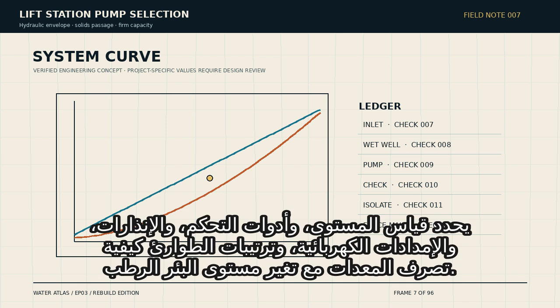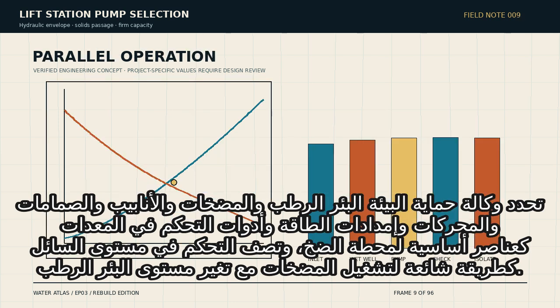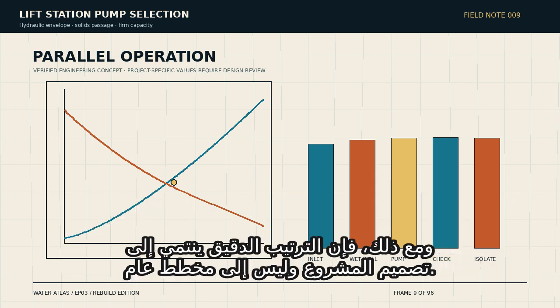EPA identifies the wet well, pumps, piping and valves, motors, power supply, and equipment controls as key elements of a pump station, and describes liquid level control as a common way to actuate pumps as the wet well level changes. The exact arrangement, however, belongs to the project design rather than to a generic diagram.